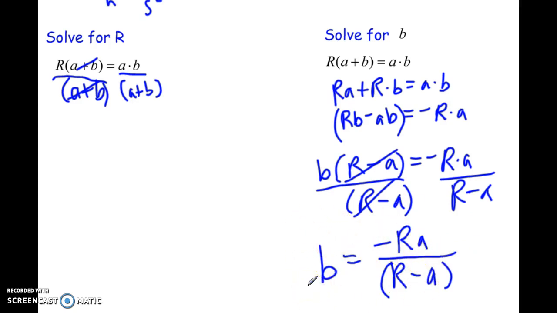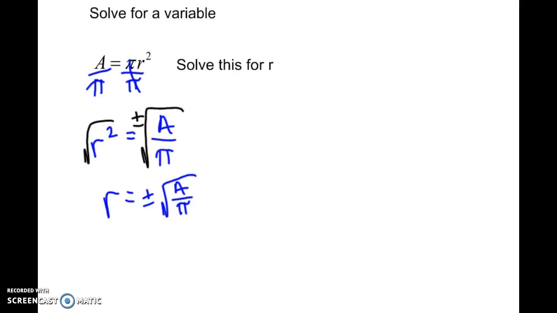And the reason they're called literal equations is, like for example on this one, because this is a radius and this is an area, these are actual real world things. Radius has to be a positive value. Same thing for an area. We don't have negative areas. At least so far in math we haven't seen that. So I really don't have to put plus or minus there.